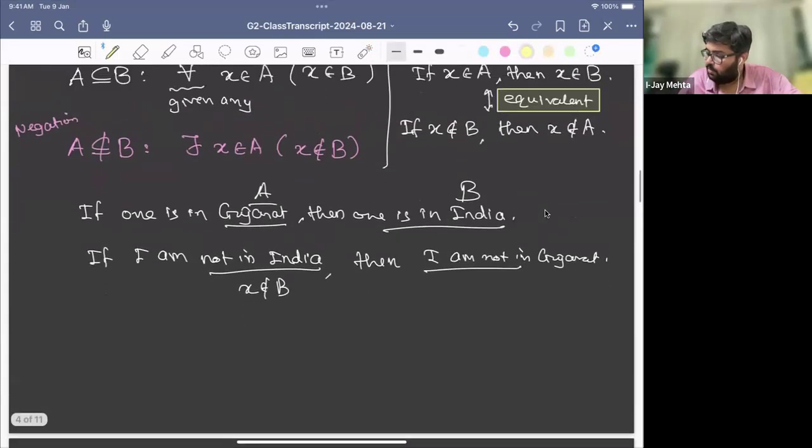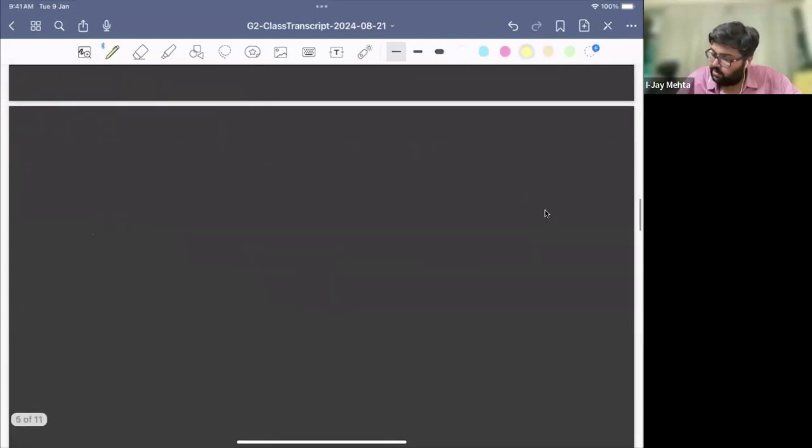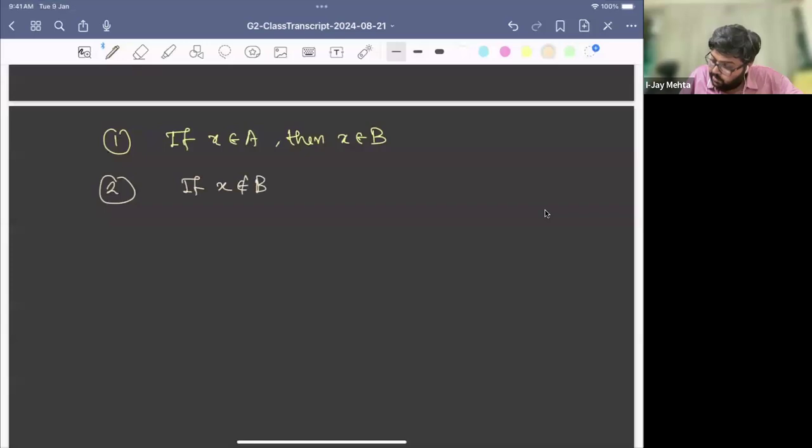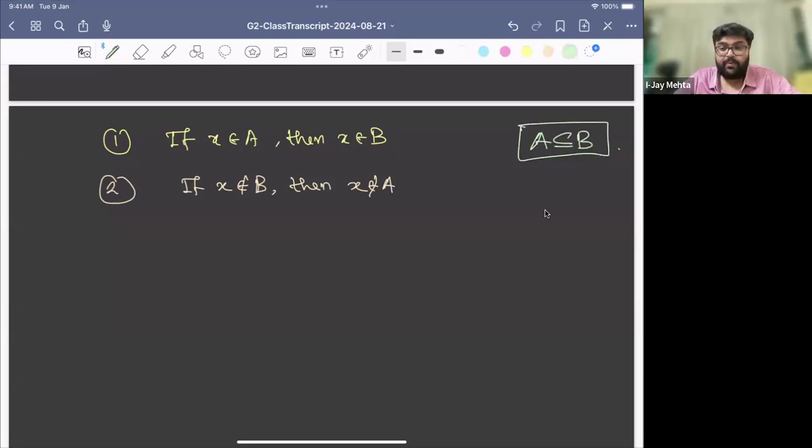So let me write these two statements again here. My statement number 1 is: if X is in A, then X is in B. And my statement number 2: X is not in B, then it cannot be in A. And I'm saying that both the statements are equivalent when we want to show A is a subset of B. So what do we mean by equivalent? If one is true, then the other also is true. Am I clear? So now we'll show that they are equivalent.